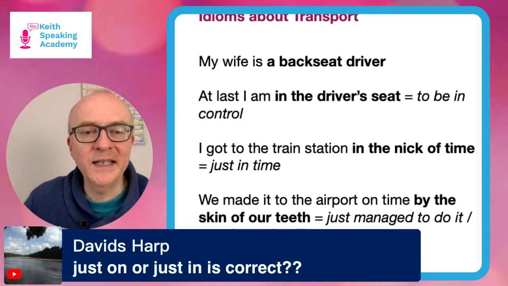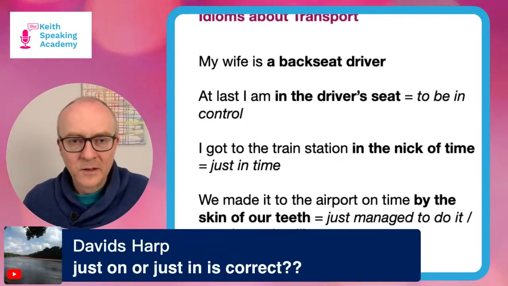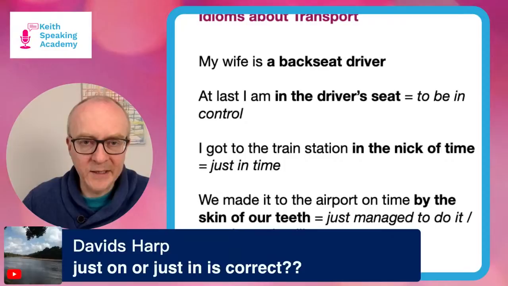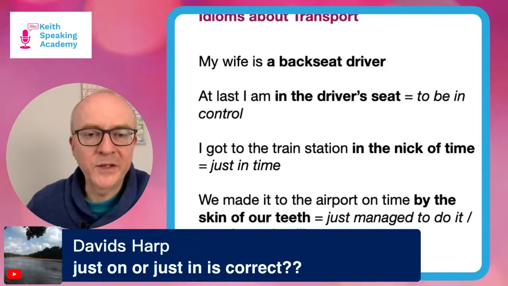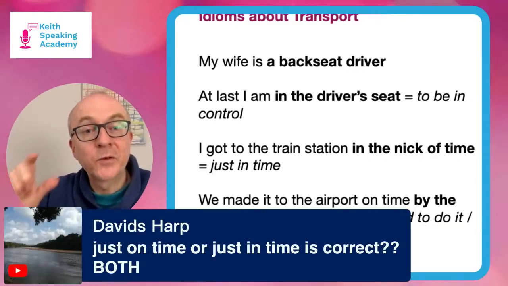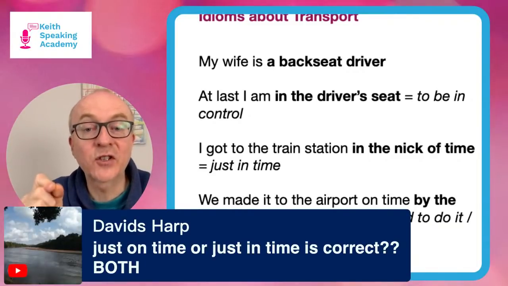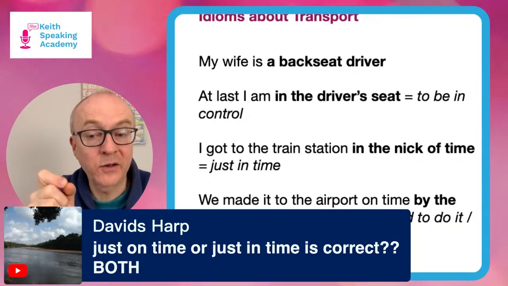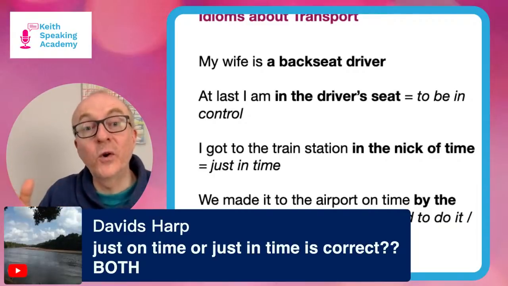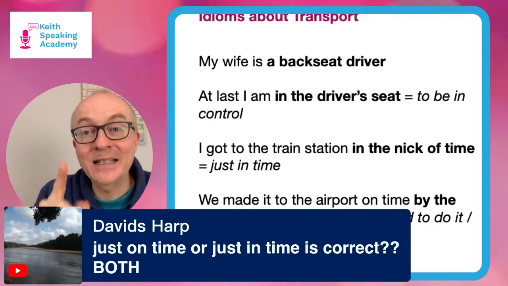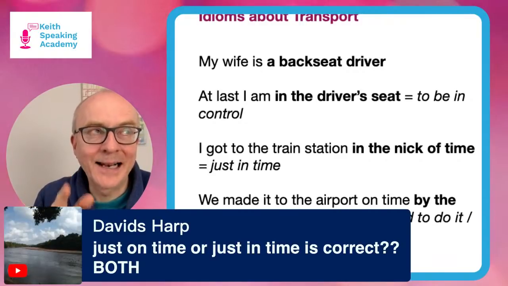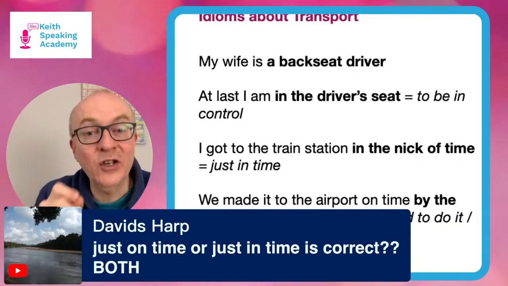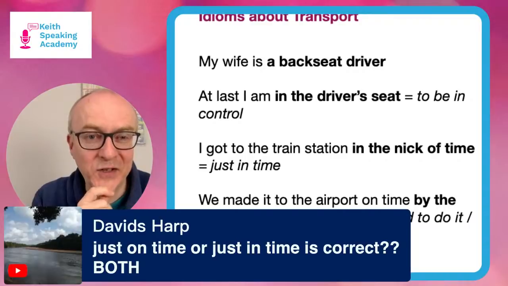David says, just on or just in? Well, they're two different meanings, right? So to be clear, just on time or just in time? The answer is both. So David, your question, is it just on time or just in time, is correct. Just on time means you are at the correct time. 8 o'clock, 8 o'clock. In time means before the correct time. So if the class starts at 8 o'clock and you're here before 8 o'clock, you are in time. If the class starts at 8 o'clock and you are here exactly at 8 o'clock, you are on time. That's the difference.